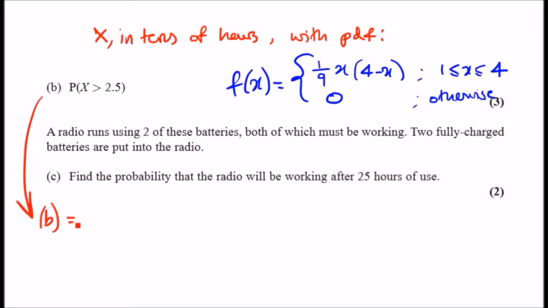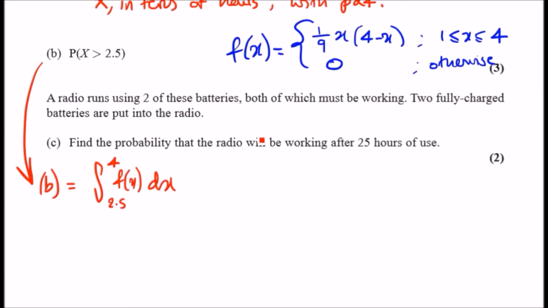So we can say that the solution B is simply going to be the integral of the density function from 2.5 to the highest limit, which is 4, dx. That's it. So we just pick this value 1 over 9 times x, 4 minus x, and just plug in and solve and just integrate.